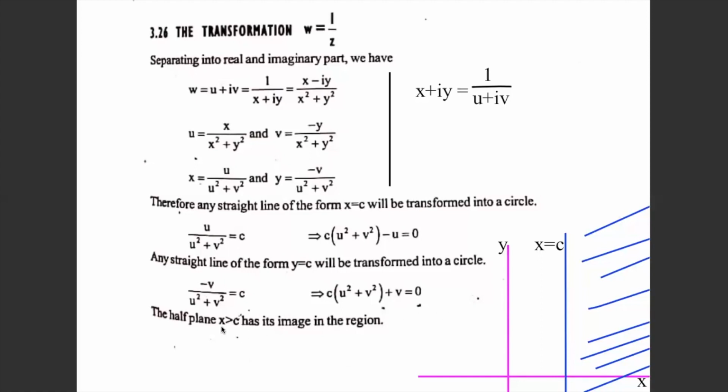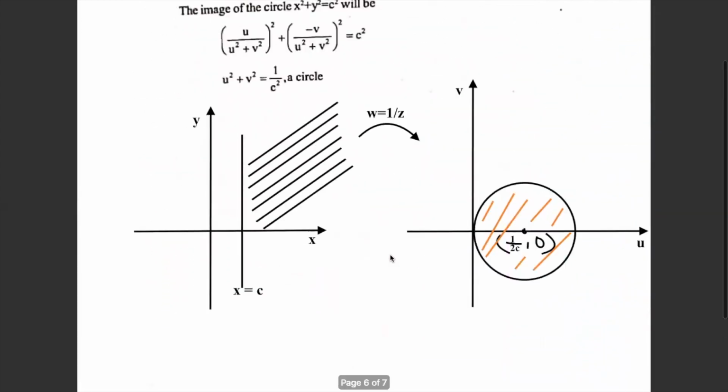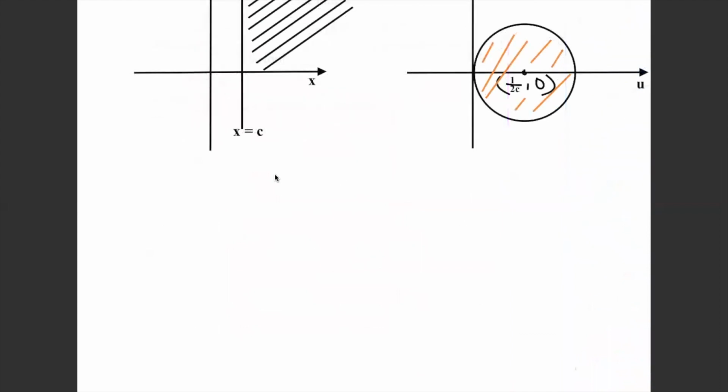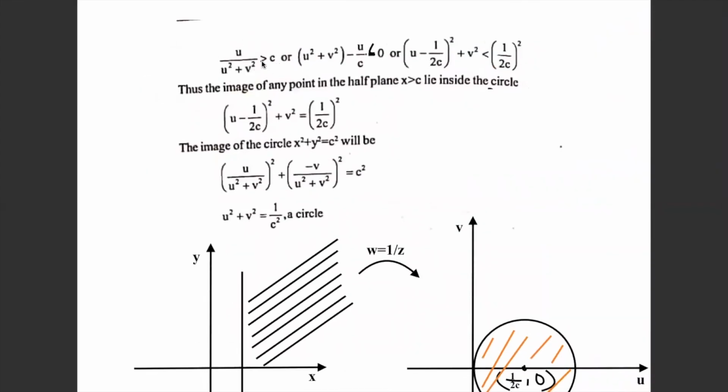Now the half plane X greater than C. Let it be X equal to C, so your X axis, Y axis, image of X greater than C. So the entire half plane X greater than C is mapped into a region. Since X greater than C, U divided by U square plus V square equal to X, which is greater than C, that is U by U square plus V square greater than C, or (U square plus V square) into C is greater than U, or U square plus V square is less than U by C. So U square plus V square minus U by C is less than 0.